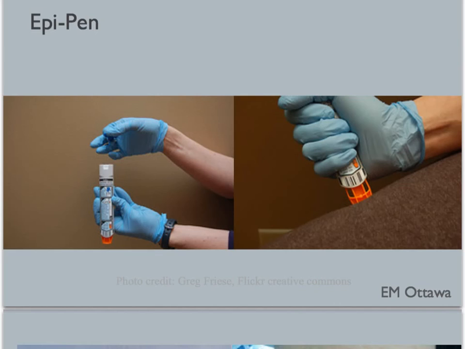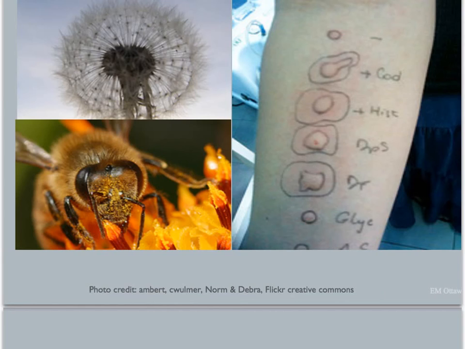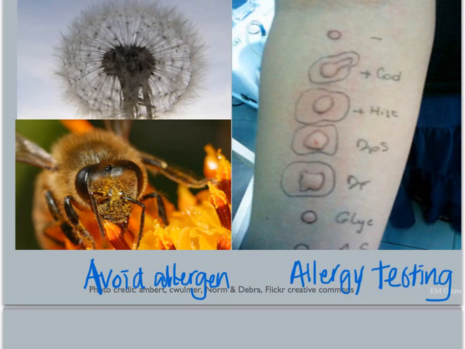Patients should also be given an EpiPen and learn how to use it in case they have another reaction in the future and they cannot reach the hospital in time. Of course, the patient should stay away from the allergen if they know what it is. If it is unknown, we should refer the patient for outpatient allergy testing.